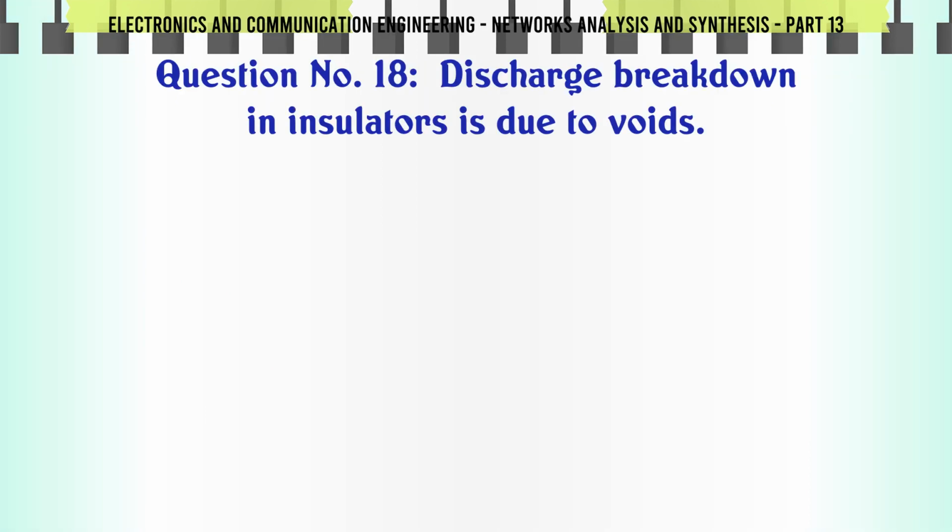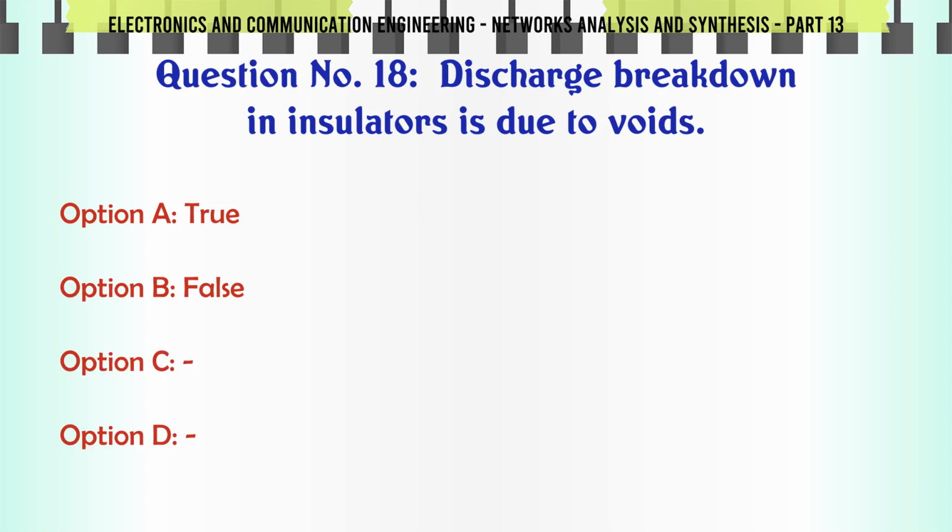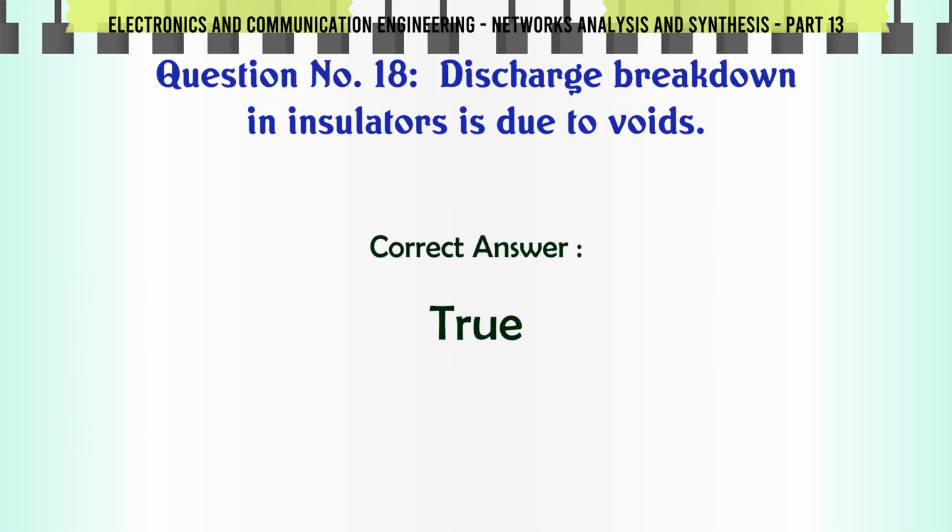Discharge breakdown in insulators is due to voids. A. True. B. False. The correct answer is true.